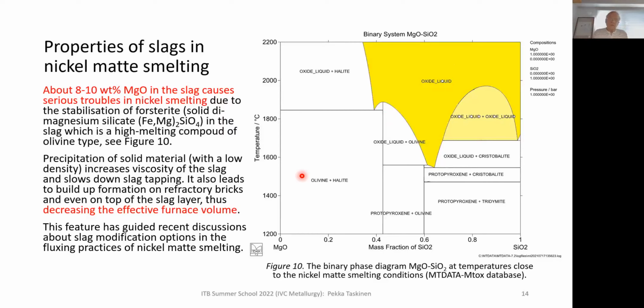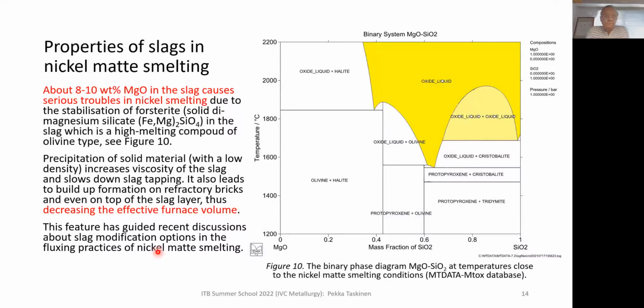So it also generates accretions, buildups on the inner walls of the furnace. So the effective furnace volume is decreasing, and that means that you must tap your slag more often from the furnace, and also matte, and this is also a feature which is decreasing your furnace productivity.